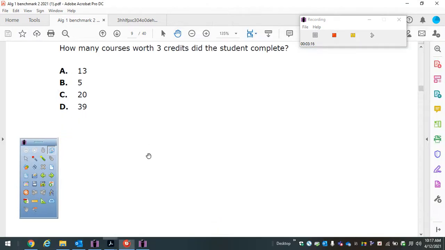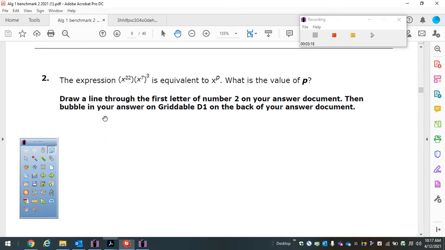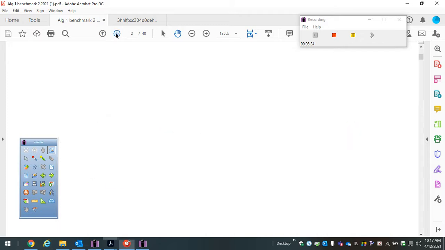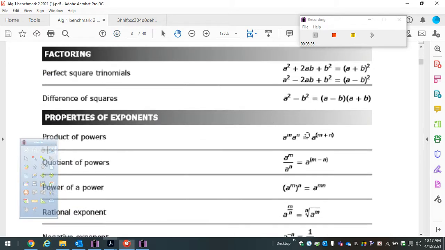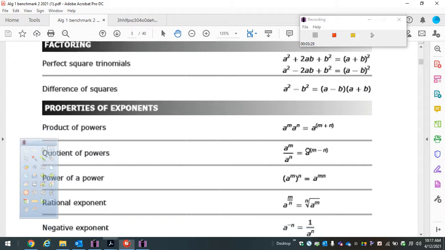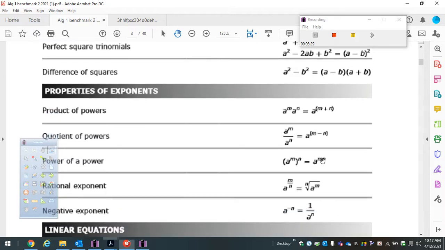Moving on. Reference material, guys. You see all this stuff right here? You've got reference material up here, written out for you. When it's like this, you multiply. When they're next to each other, you add.